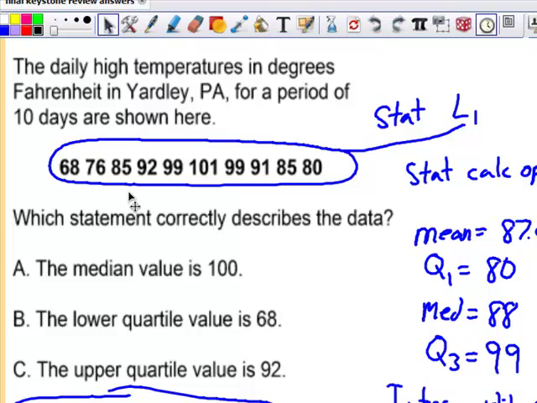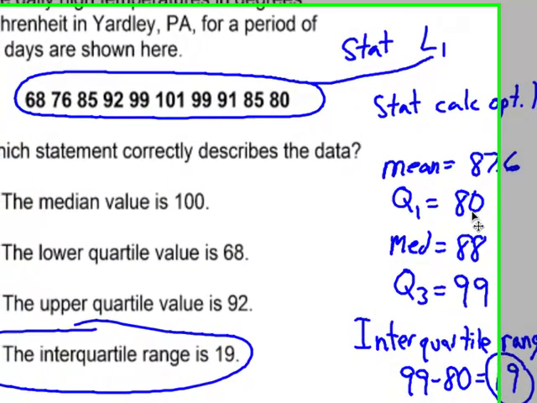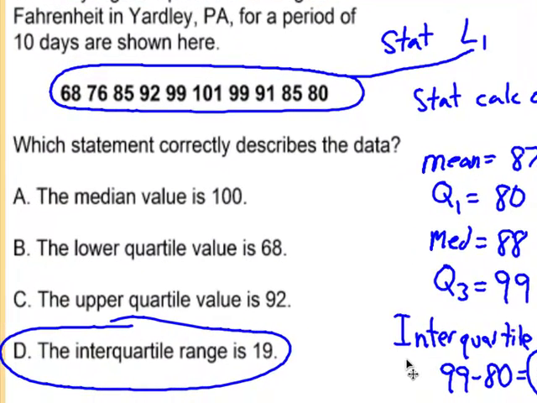The next problem. This one, you had to use a calculator, stat key. I guess technically you don't have to use a calculator, but it's a lot more work to rank all these numbers. And if I use a calculator, stat L1, put all these numbers, I'm going to find, the calculator can tell me the mean, it'll tell me Q1 and so on. The only one that works out is D. The interquartile range, 99 minus 80.